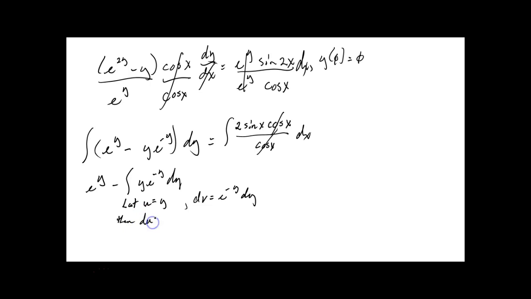Okay, all right. Now we integrate this side, and that gives you v is equal, and you don't do any constants on these, to e to the negative y.